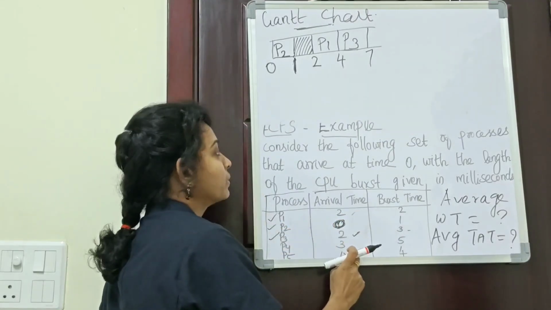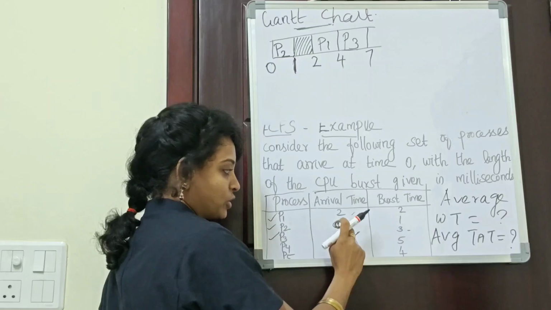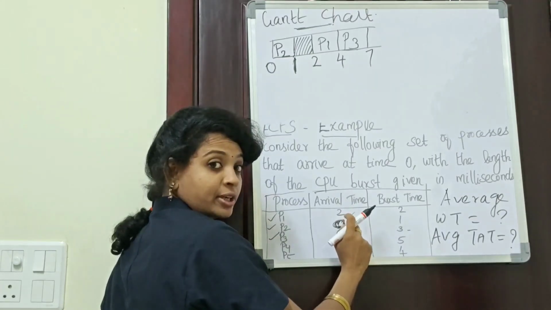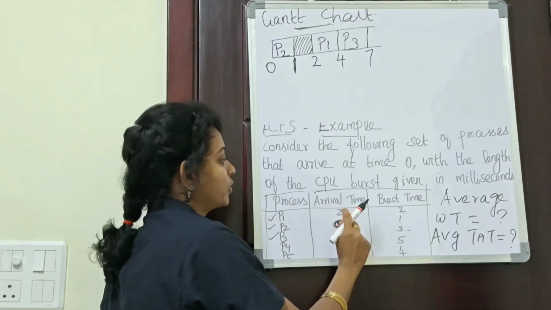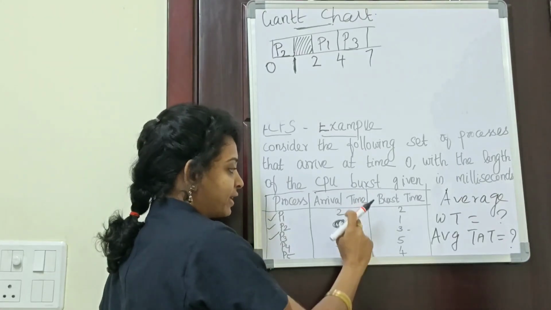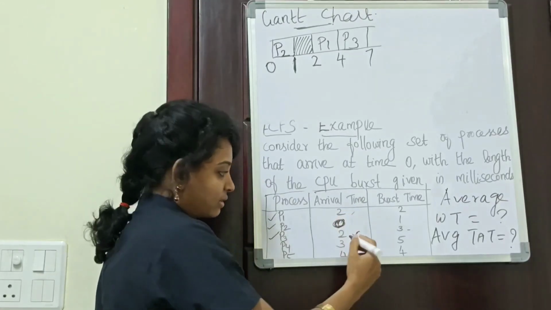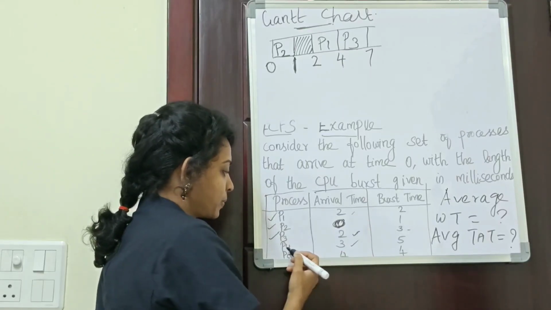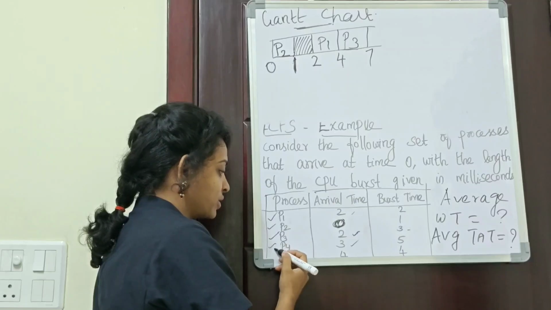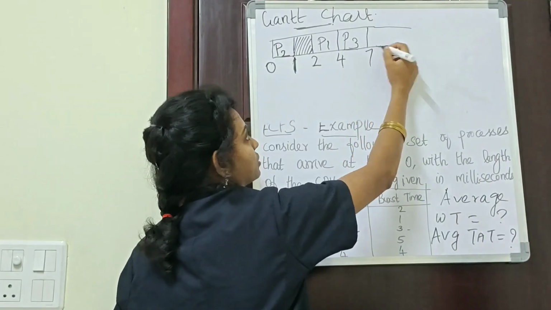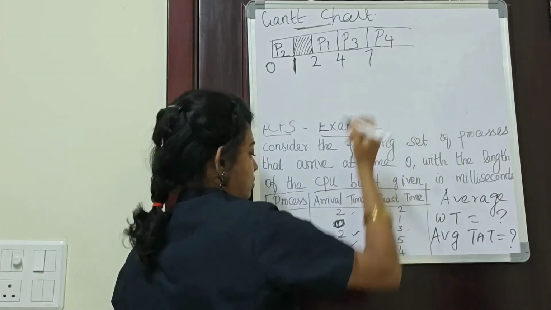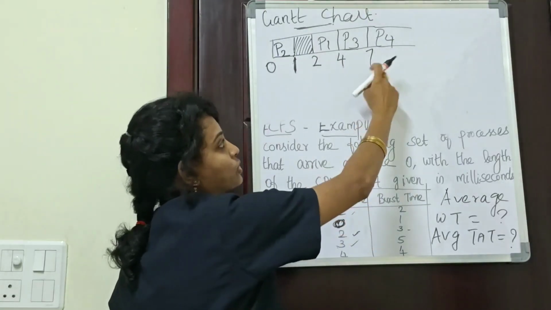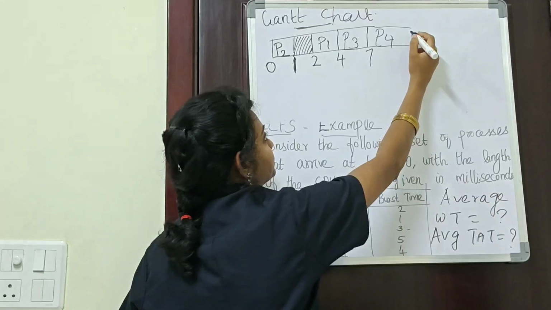So what is the next arrival time? 0 arrival time is over. 1 arrival time is over, during which the CPU was idle, and 2 arrival time is over. And the next is the 3rd arrival time. During the 3rd arrival time, which process is executed? P4 process will be executed. So you have to write here P4. How much time will it take for execution? 5. So 7 plus 5, 12.